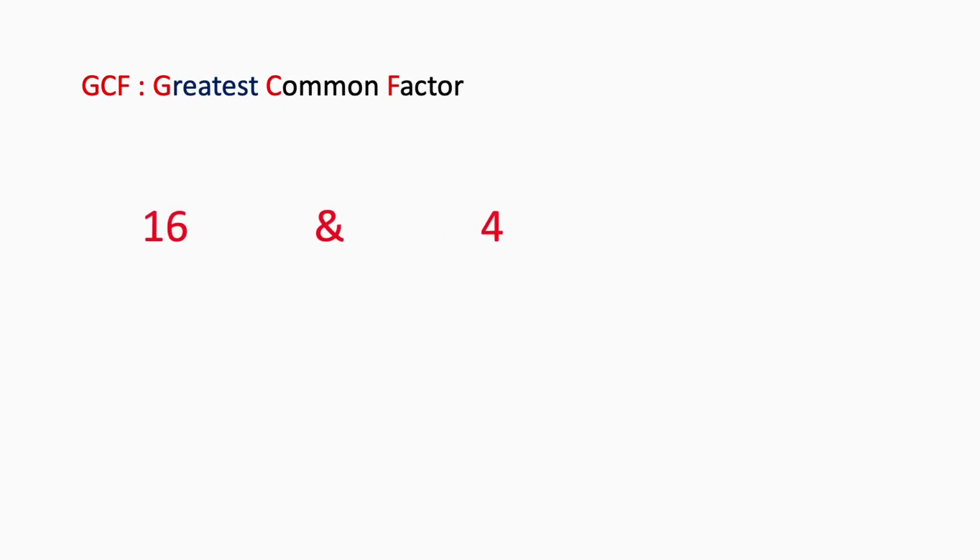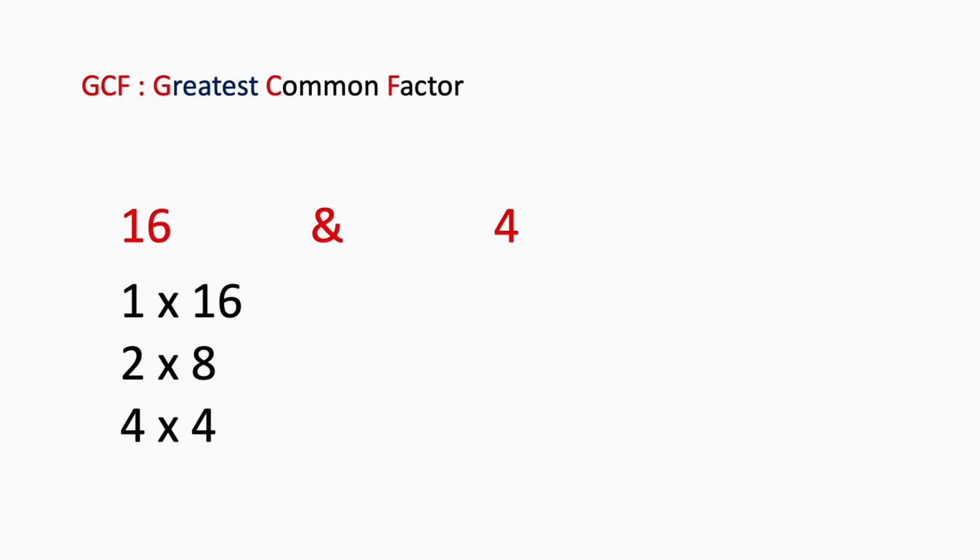The next concept is the greatest common factor, which we call GCF for short. Consider this example. We have 16 and 4. First, we list the factors of each of these numbers. 16 can be a product of 1 times 16, 2 times 8, and 4 times 4. 4 can be a product of 1 times 4 and 2 times 2. Common factors in both lists are 1, 2, and 4, and of all of them, 4 is the greatest.